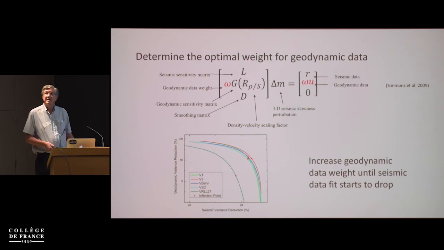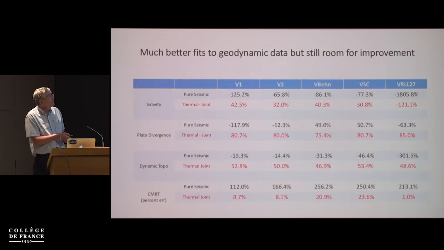So doing that, we come up with much better fits to the data. So here's gravity. Thermal joint is what I meant by that inversion here, 40% variance reduction across the board. This model is a bit of an outlier. We can talk about that after if you want, in terms of a viscosity model. Plate motions are pretty well fit. Dynamic topography, about 50% variance reduction. So we do much better in fitting this larger data set, keeping the seismic fit the same.